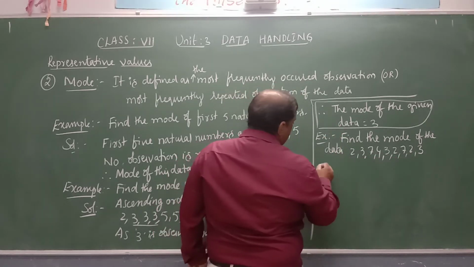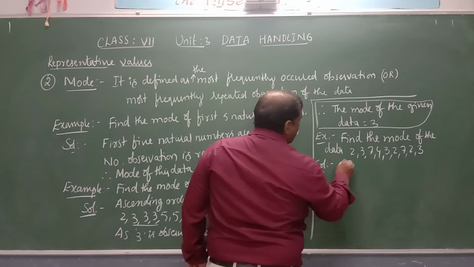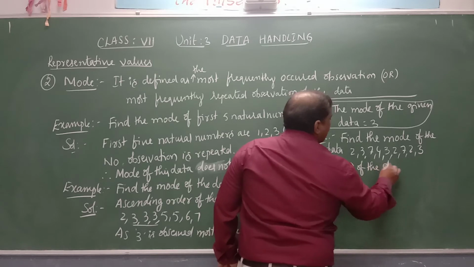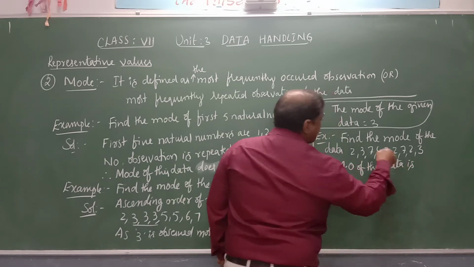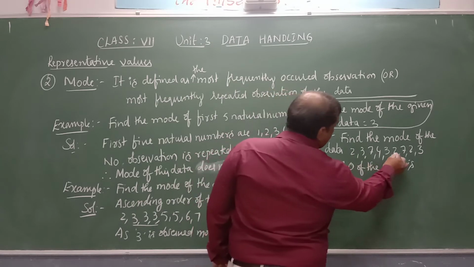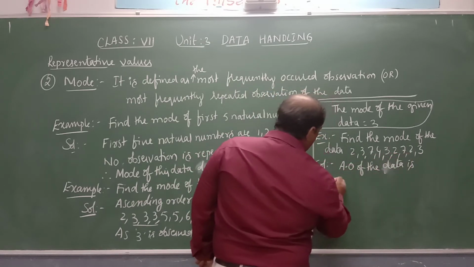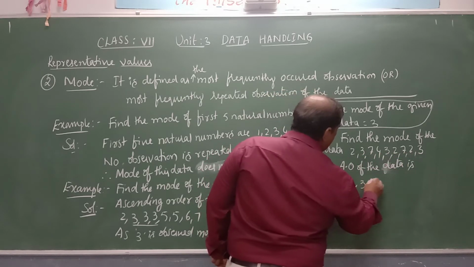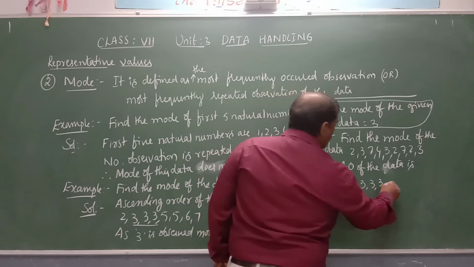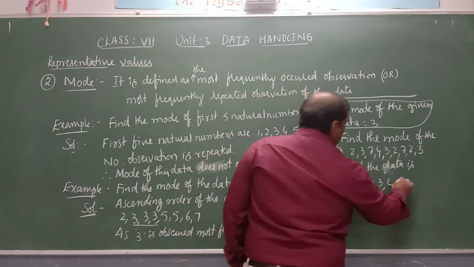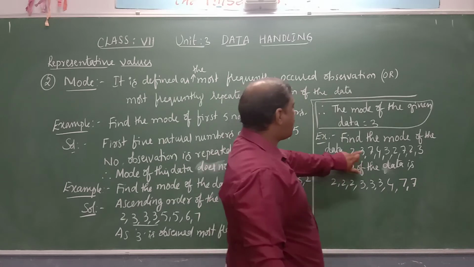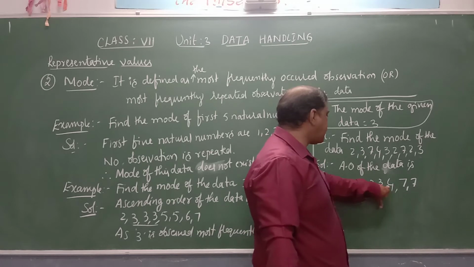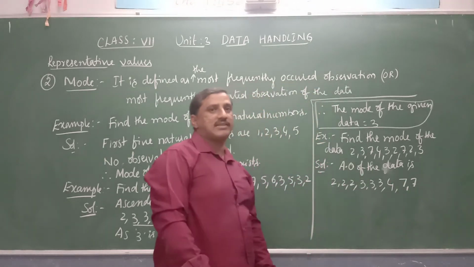Now see here. Write the given data in the ascending order. Which is the smallest? It is 2. Here we have three 2s, then three 3s. Then 4 we have. After that 7, two sevens are there. So total 9 observations. All observations we have to write in the ascending order.